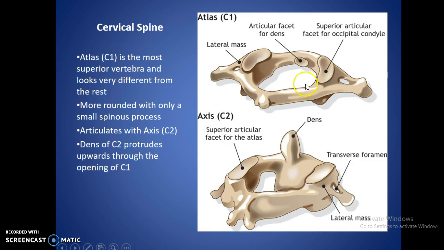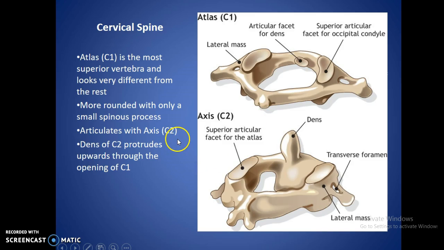Basically the foramen, where the spinal cord goes through, is a little bit bigger. You have these facets on here on the condyles where the head actually kind of rests on with the skull. You have an articular facet for the dens, so you have a little smooth area on here that actually articulates with this, the C2 part of it. You only have very small spinous processes on this one as well, so the little kind of tail at the back of this spine or vertebral bone is going to be very short on the C1.